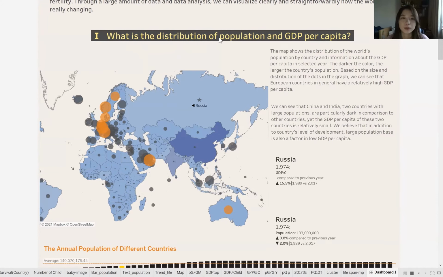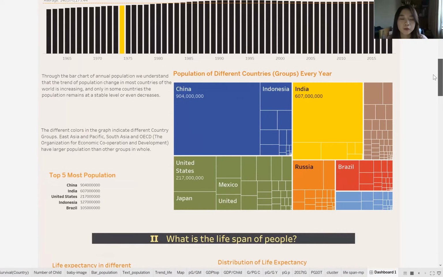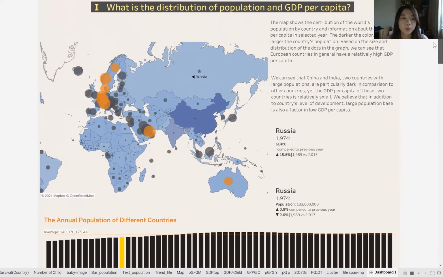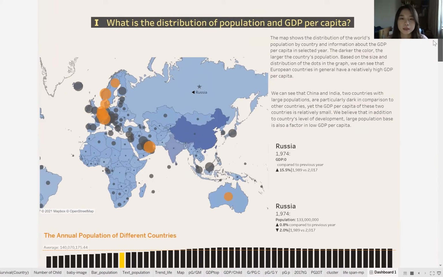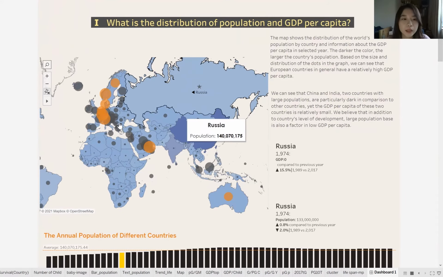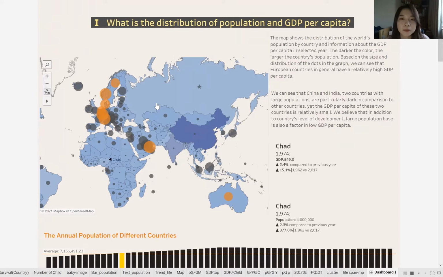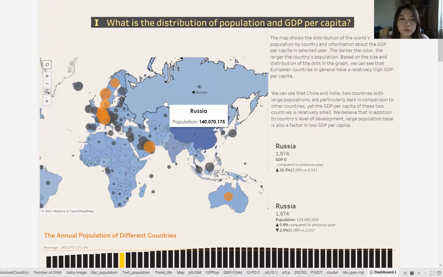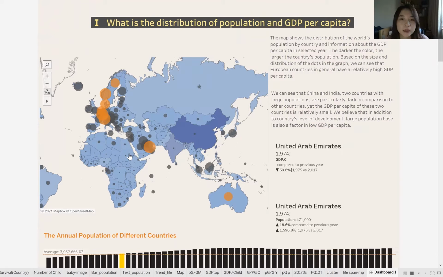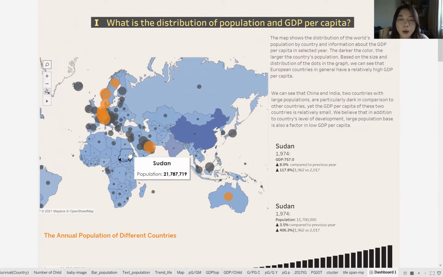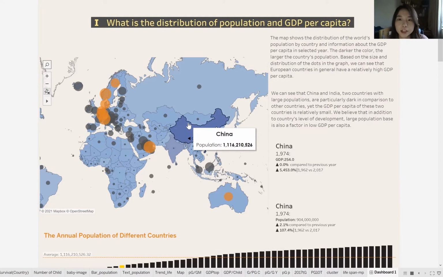What is the distribution of population and GDP per capita? Here there are 4 figures that we have analyzed. The first one is a map. This map shows the distribution of the world's population by country and information about the GDP per capita in the selected year. The darker the color, the larger the country's population.